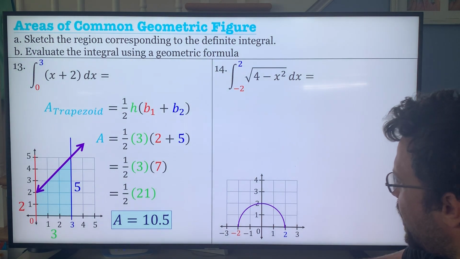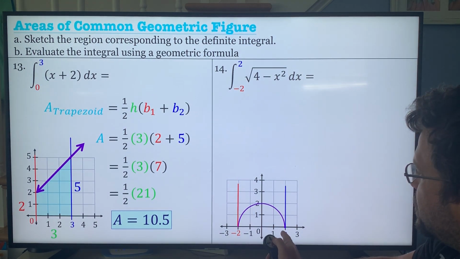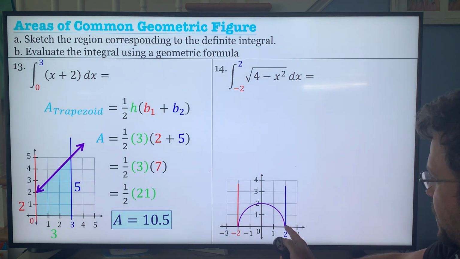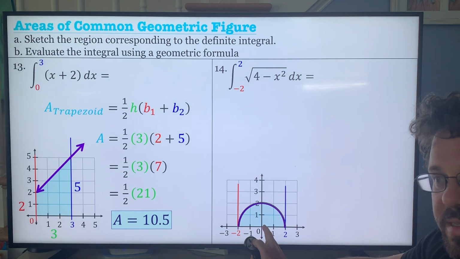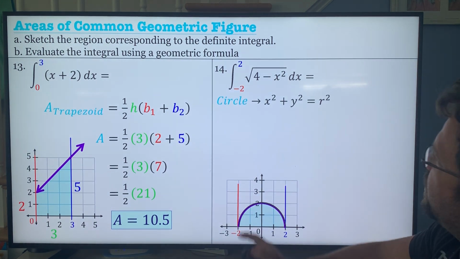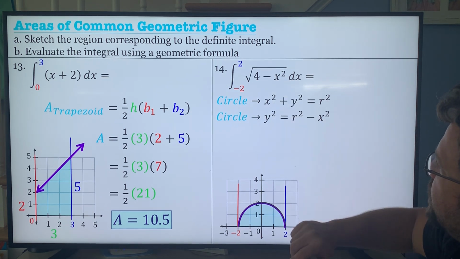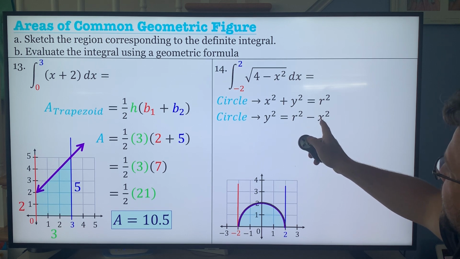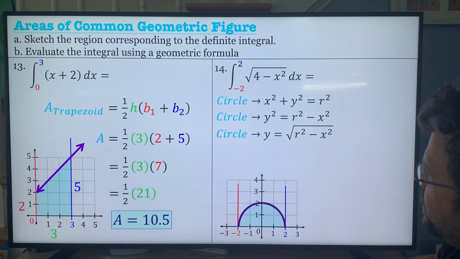Anyway, what kind of figure is that? We're going from -2 to 2, so those are my vertical lines. We want to find the area of that piece. What is that? Not a circle, it's a semicircle. So x squared plus y squared is r squared. This is how I got this formula: I subtracted x squared from both sides, and then I took the square root. That's how that formula came there.